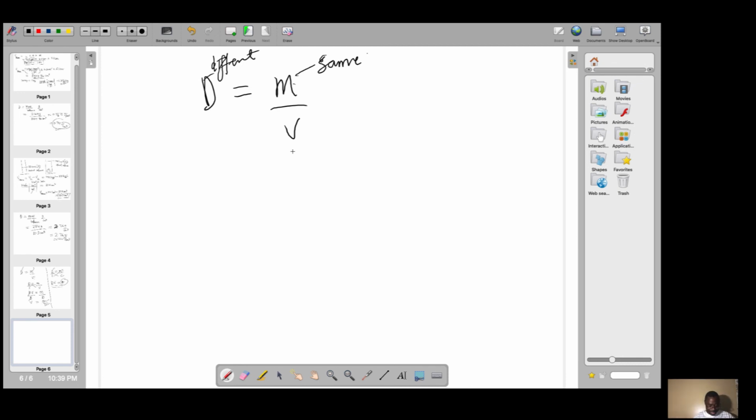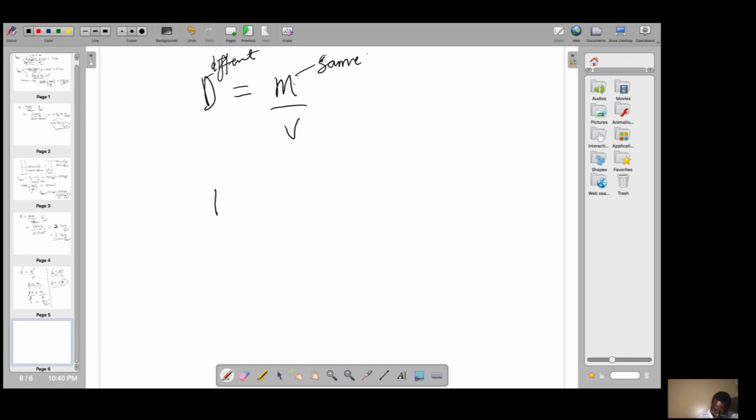So volume is accounting for the difference if you have two objects with the same mass but different densities. This means that the way the atoms are packed in that given substance varies, even though they have the same mass. So maybe one has a larger volume than the other. So that's how to look at it.